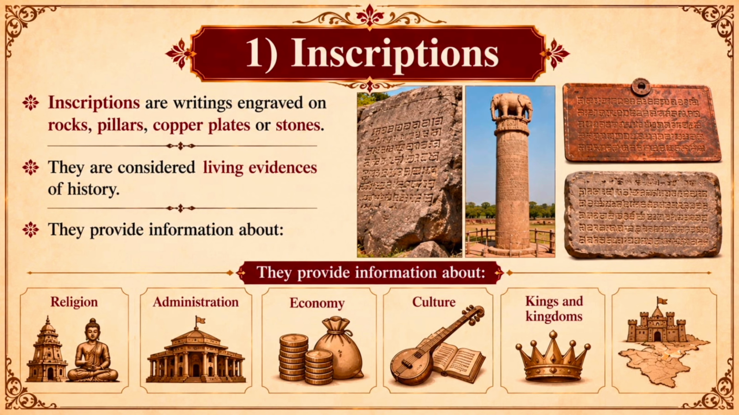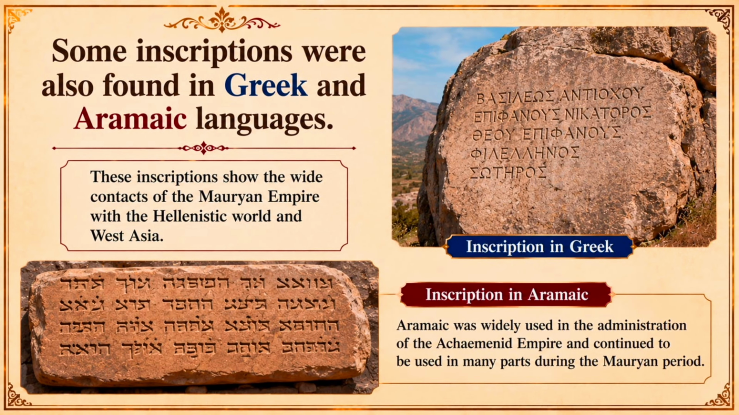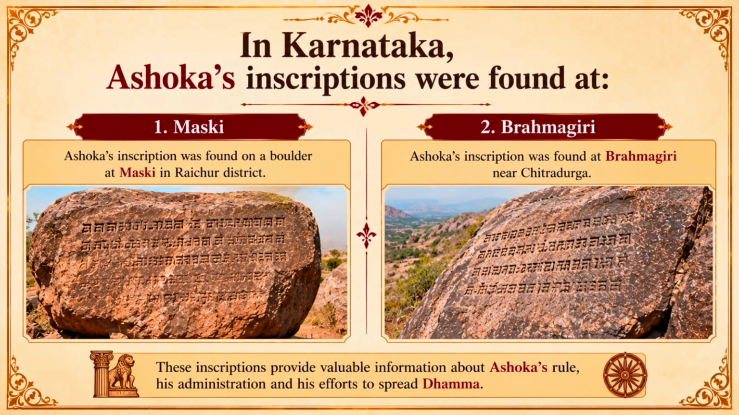Inscriptions. Inscriptions are writings engraved on rocks, pillars, copper plates, or stones. They are considered living evidences of history. They provide information about religion, administration, economy, culture, kings and kingdoms. The earliest inscriptions in India were engraved by Emperor Ashoka. Ashoka wrote inscriptions on rocks and stone pillars. Most of them were written in Brahmi script, Kharoshthi script, Prakrit, and some inscriptions were also found in Greek and Aramaic languages. In Karnataka, Ashoka's inscriptions were found at Maski and Brahmagiri.